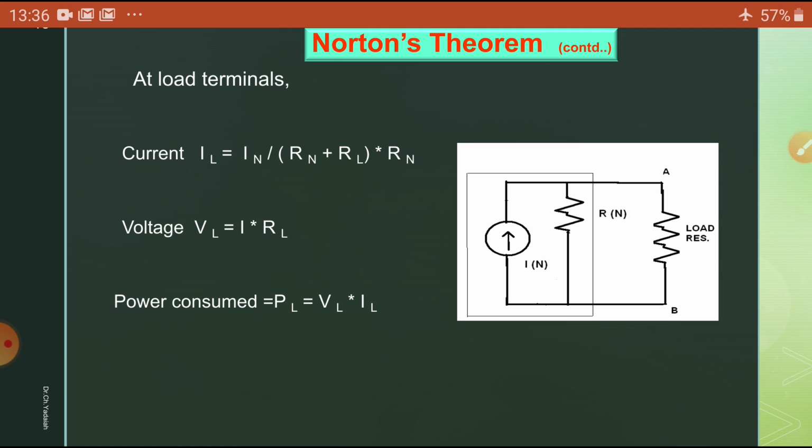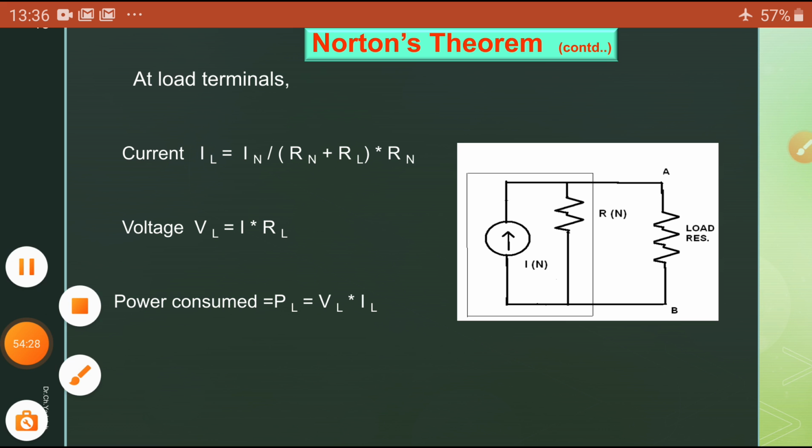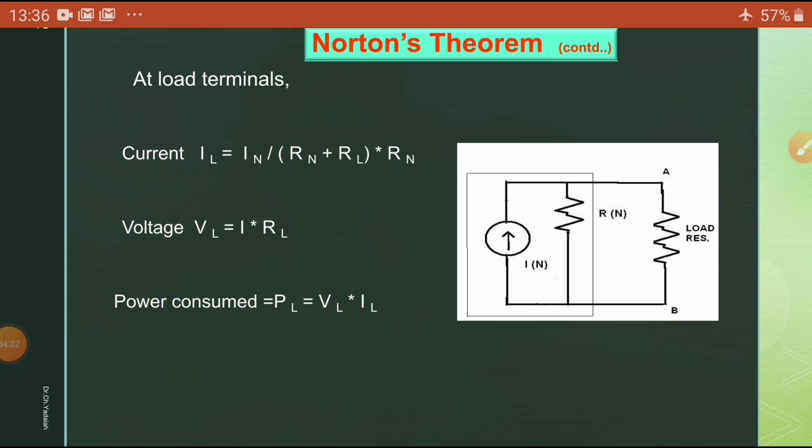Now let us take one mathematical problem. Up to now we have seen only the theory part: how to find R Thevenin, which is equal to R Norton, and how to find Norton's current. Based on this knowledge we are going to do one problem.